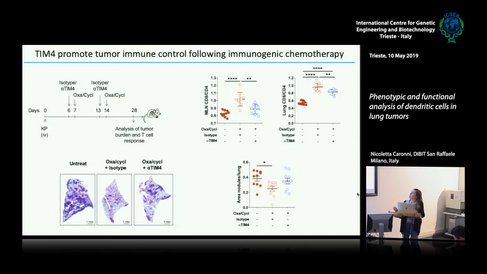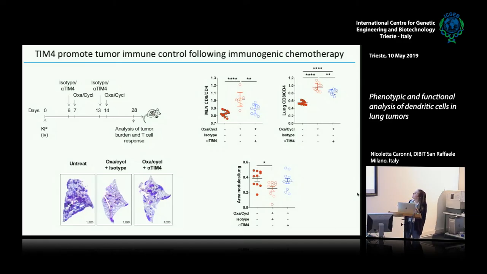So we check for the ratio between CD8 T-cells and CD4 T-cells. And as you can see here, the untreated animals have this less than one ratio between CD8 and CD4, meaning that there are more CD4 than CD8. And if we treat with oxaliplatin cyclophosphamide together with isotype, we have an increase in the ratio, meaning that we have more CD8 than CD4.